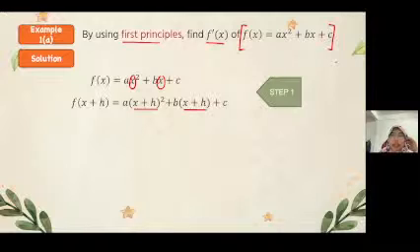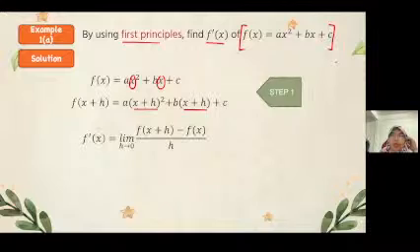And then we are going to substitute into the formula, where we have f prime of x equal to the limit as h approaches 0 for f(x plus h) minus f(x) over h. So you will now replace what is f(x plus h) and then f(x).